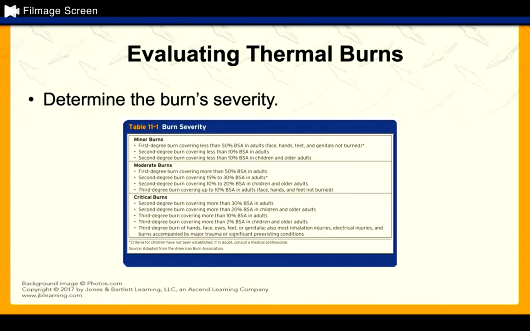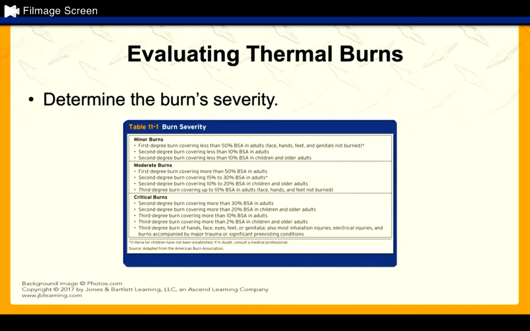In terms of moderate burns for first degree burns, this is when more than 50% of the body surface is involved in adults. For second degree burns, this is when you have between 15 to 30% of body surface area involvement in adults. And in children, we're talking about between 10 to 20% body surface area involvement.